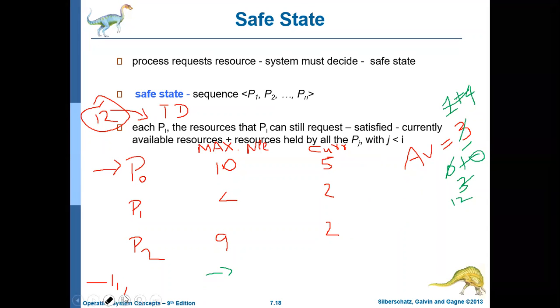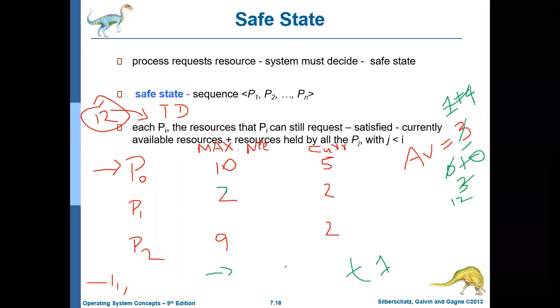Okay. So this is a safe sequence here. But assume this situation. Consider this situation. So this is the current situation. The safe sequence is P1, P0, P2. But assume that at time T1, P2 is requesting one more tape drive. Say P2 is requesting one more tape drive.